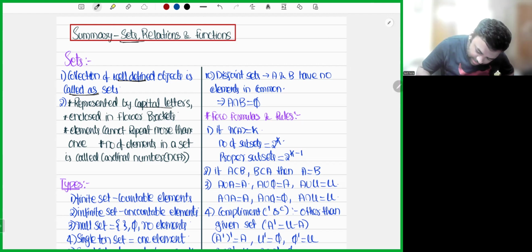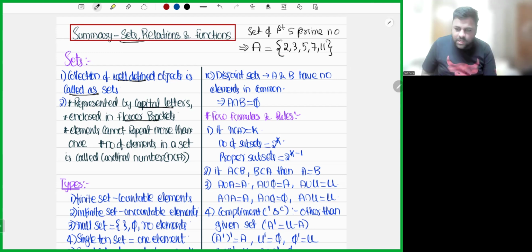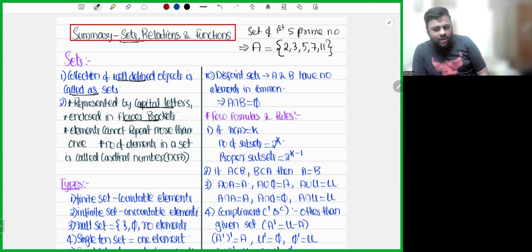You would always represent them in capital letters, enclosed in flower brackets. For example, I'm telling set of first 5 prime numbers. How will you write it? I'll write A equals, bracket open, 2, 3, 5, 7, 11. Set of first 5 prime numbers: 2, 3, 5, 7, and 11. First I'm writing in capital letter, and I'm enclosing in flower brackets.